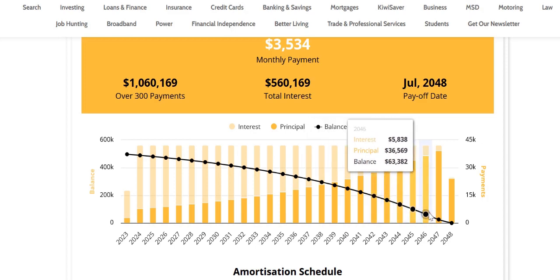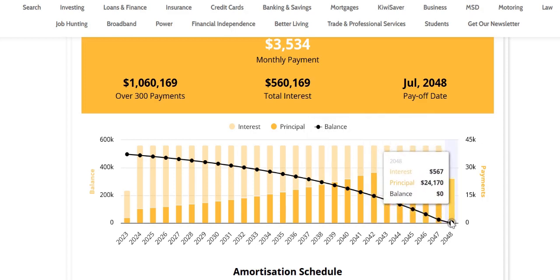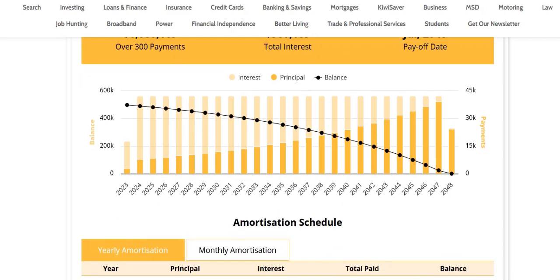And then finally, 25 years later, or whenever you do pay it off, you will see that in the final year, $24,000 went to principal and $567 went to interest. Now, you don't actually see that when you are paying your mortgage every month. You're just seeing a fixed amount. You're seeing, say, $3,534 come out of your bank account, but that's how it's going to work.